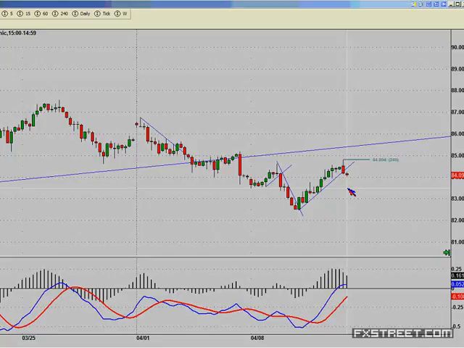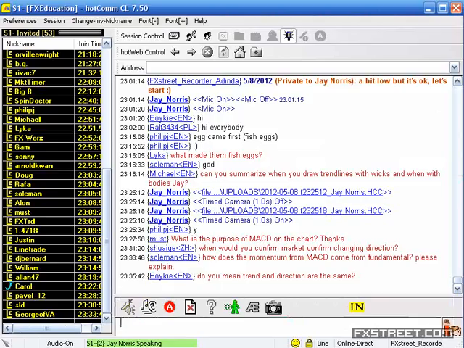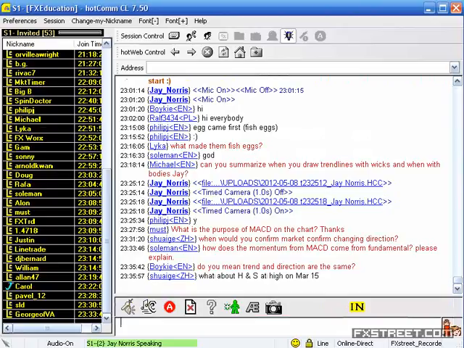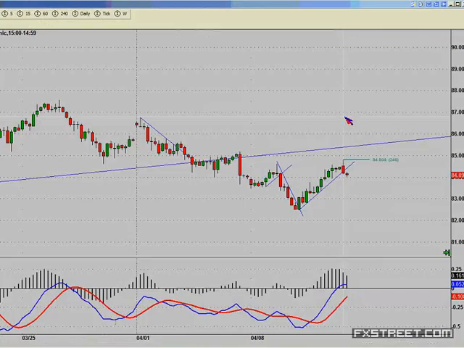No, Boyke, great question. Do you mean trend and direction at the same time? No, direction is separate from trend. The trend is still higher right here. The short-term pattern we can substitute for trend. The trend is higher, but the direction has changed, and the pattern is bearish. Got it? Great question, Boyke. Trend is not direction. They're separate. Direction is short term. The trend is going to be intermediate to long term.